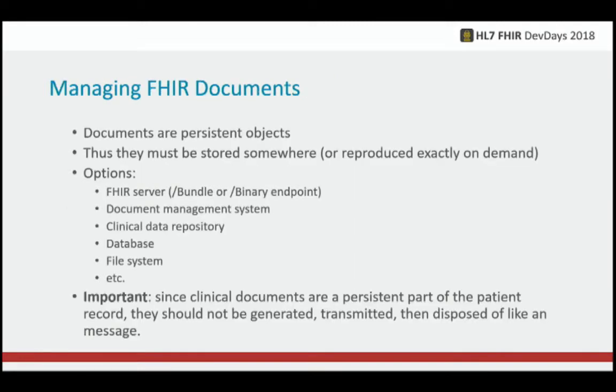So for managing documents, FHIR documents basically are persistent objects, as I said at the start. So you need to store them somewhere. The easiest place to put them is simply at a FHIR server. FHIR documents are bundle resources, so you could store them at the bundle endpoint if you want to operate on them using all the search parameters and such for bundle. If you want to treat them as just immutable persistent objects, though, you can also post them to the binary endpoint.